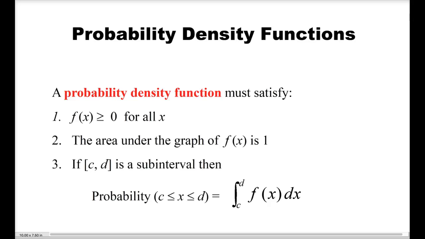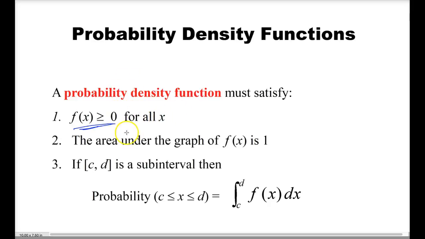For a function to be considered a probability density function, first of all, the graph of the function must be above or on the x-axis for all values of x. I get that from this inequality. When we talk about this from an algebra perspective, it means for what values of x is this function strictly above or on the x-axis.